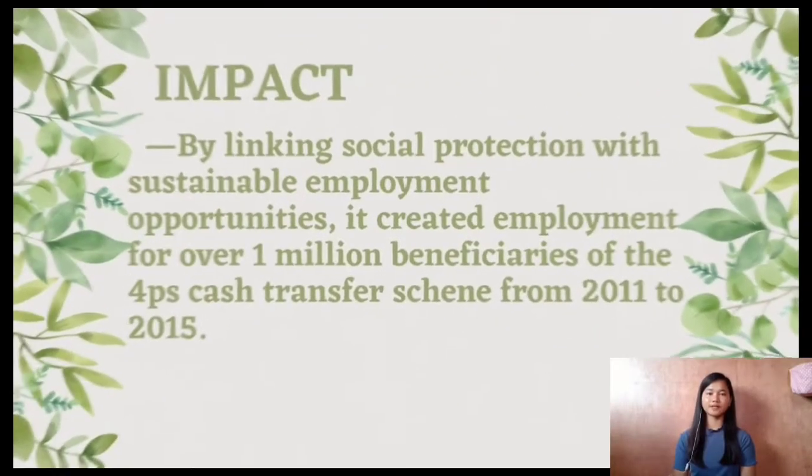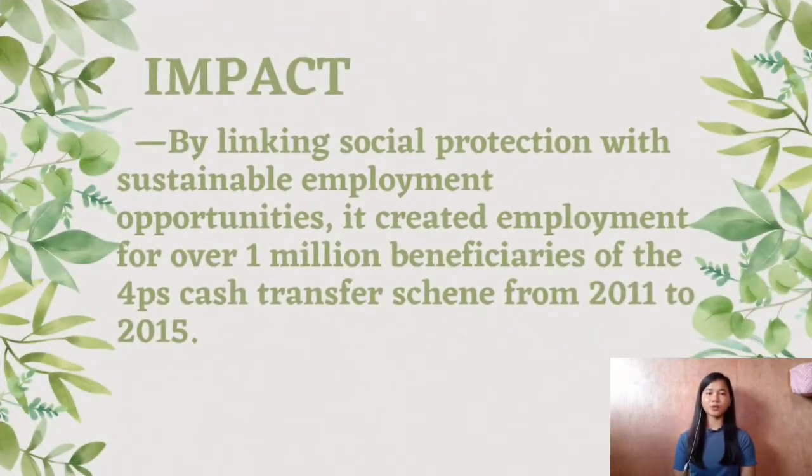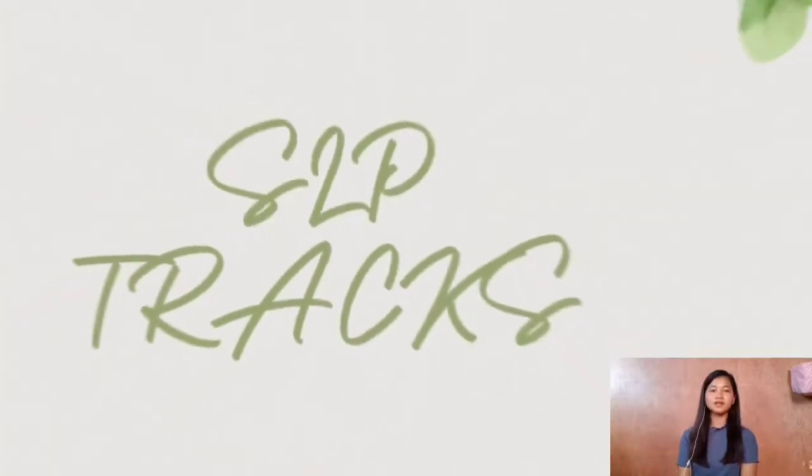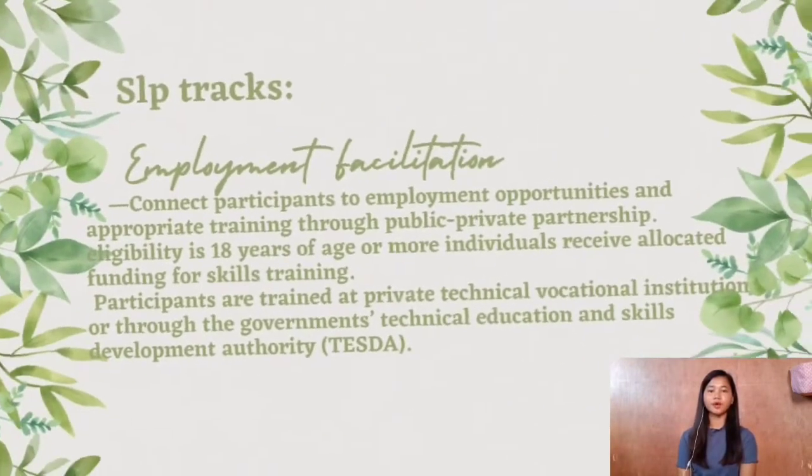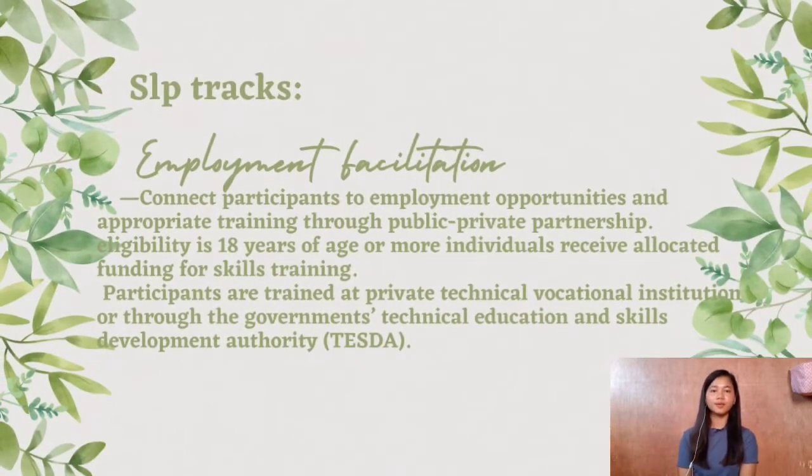The impact of SLP. By linking social protection with sustainable employment opportunities, it created employment for over 1 million beneficiaries of the 4Ps cash transfer scheme from 2011 to 2015. The SLP program provides two tracks of support. First is the employment facilitation. The employment facilitation connects participants to employment opportunities and appropriate training through the public and private partnership.